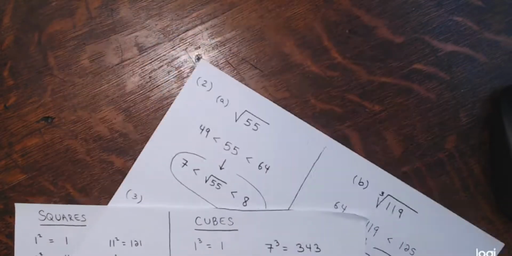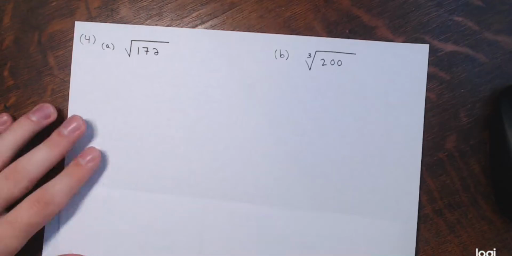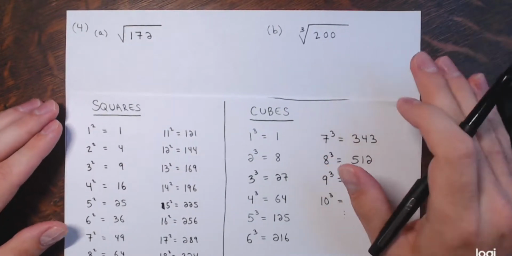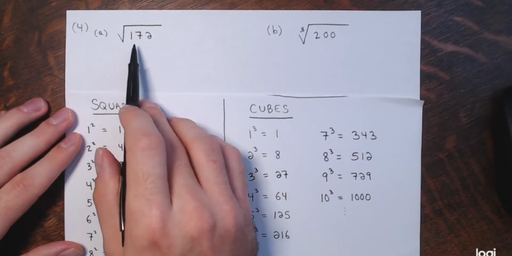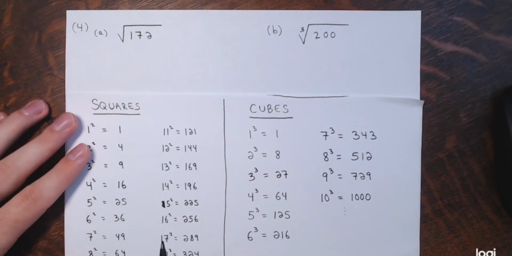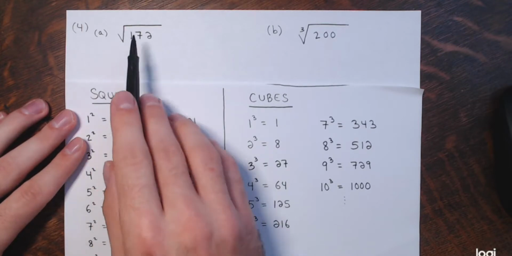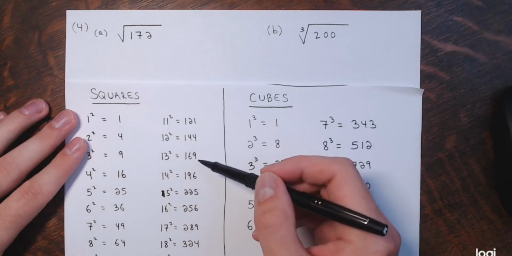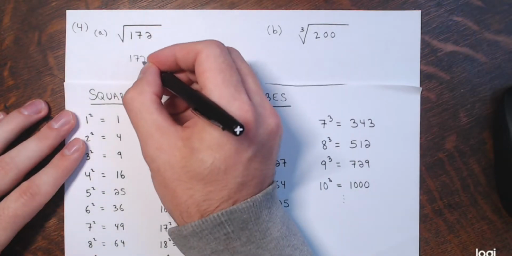Keeping the squares and cubes up, because again I'm seeing square root and cube root here. So number 4, example 4, part A, we're asked to estimate, what two whole numbers is the square root of 172 in between. So again, square root, so I'm looking at squares. Now the radicand, 172, that falls between these two squares, 13 squared and 14 squared, right? 169 and 196.